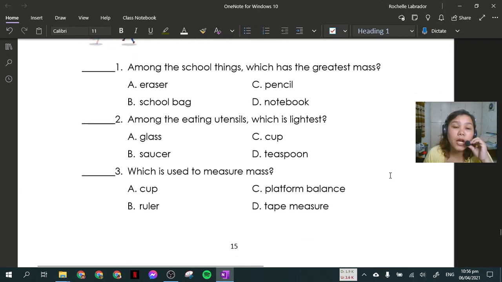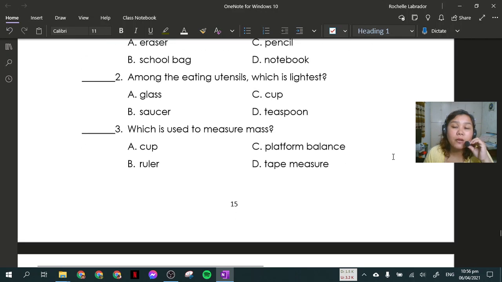Number 2, among the eating utensils, or the one that you use in eating, which is lightest? A, glass, B, saucer, C, cup, D, teaspoon.